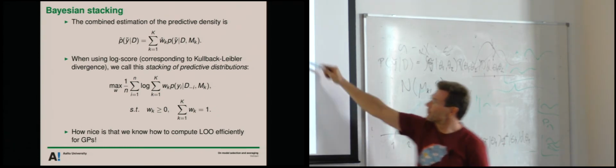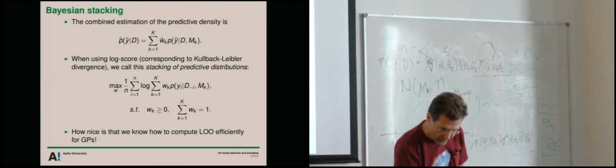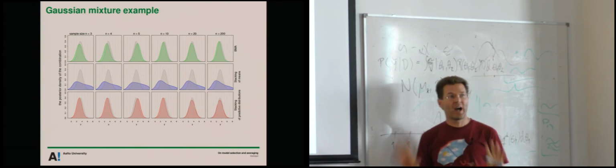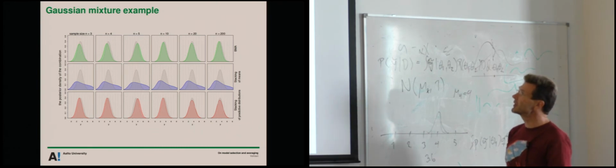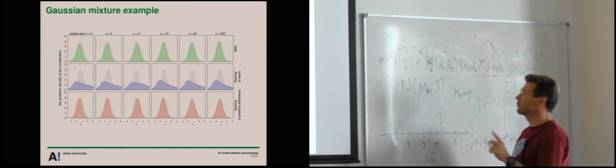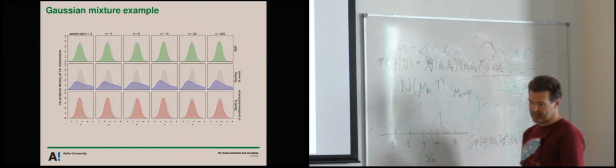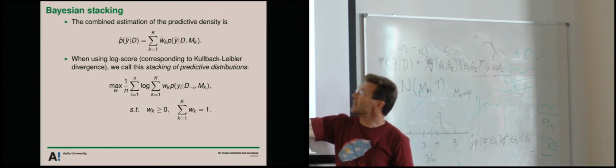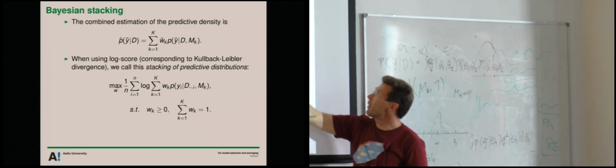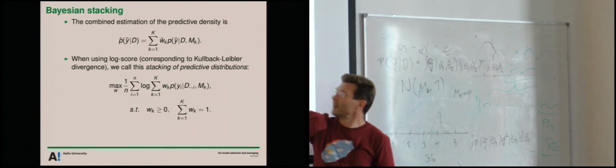And yeah, how nice is that we can compute LOO efficiently for GPs, that we can also do the stacking for GPs. In the rest of the examples, I don't have GP examples, but something which is quite close. One example is the Gaussian mixture example. Each model itself was just a Gaussian, but now our combined model is a mixture of Gaussians with these weights.